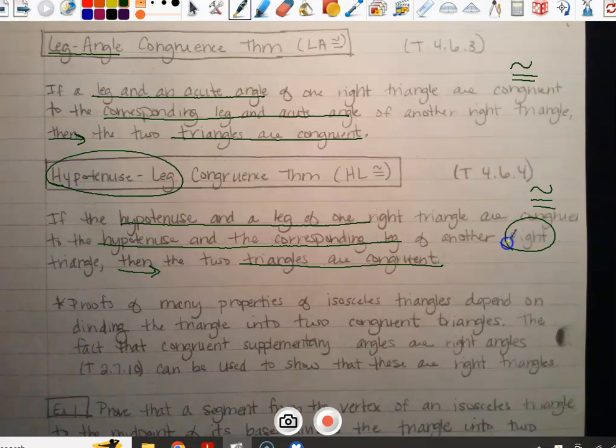Okay, and it is important that these are all right triangles. These are right triangle congruence theorems. They only work with right triangles because you already know one angle is a right angle, and those are already congruent.